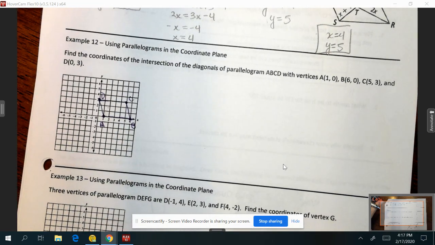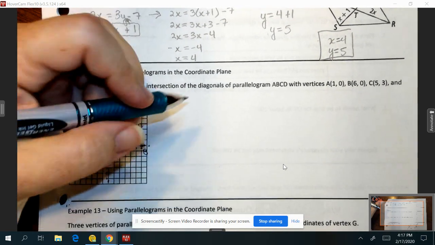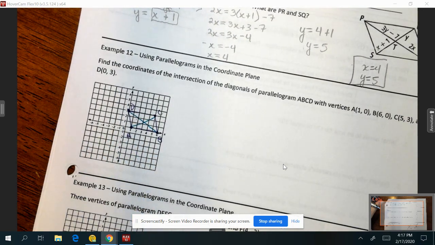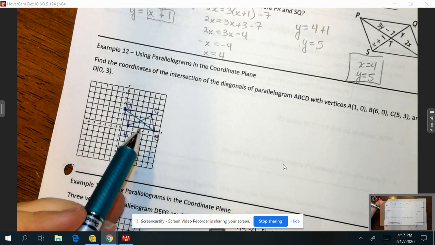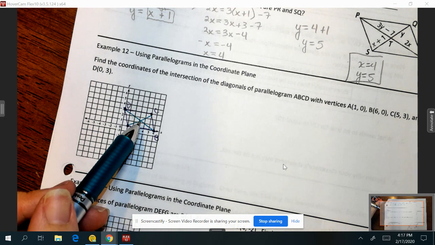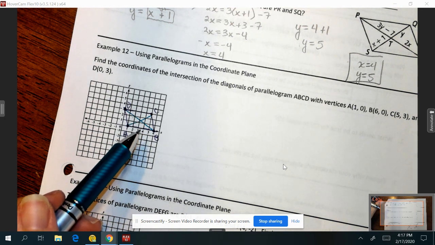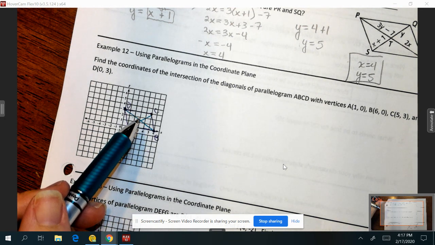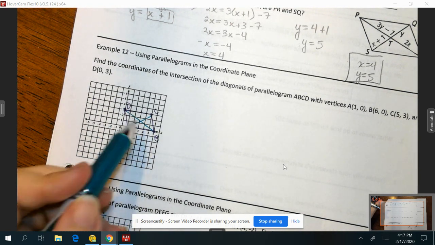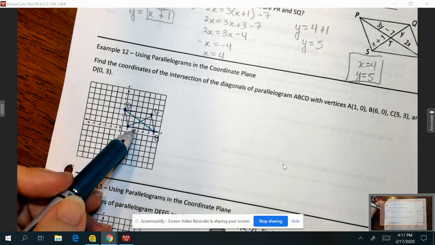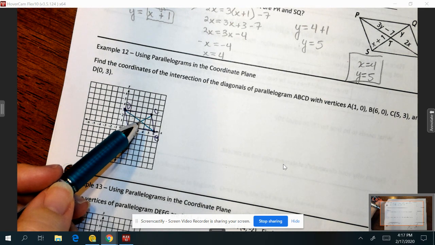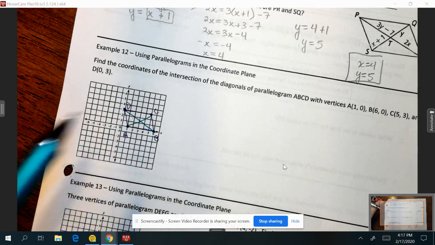Okay, so if I was to draw in the diagonals, it looks like right there. And it meets somewhere over here. My lines may not be straight, so I can't really trust where I put that dot. Maybe it should be at 3, 1 or up here at 3, 2. I'm not really sure. But I do know that the diagonals bisect each other, so they cut each other in half. So this point where they intersect is the midpoint of both of the diagonals.